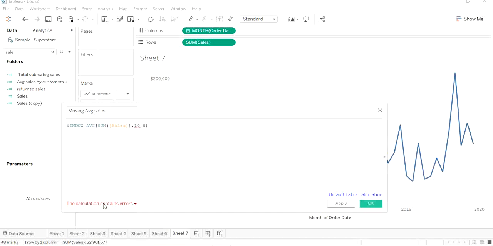What error am I getting? Invalid window, the window start value must be less than, oh, perfect. Since I have to go to the previous points, obviously it has to be minus, right? So minus 10 points means in the backward direction, in the reverse direction.